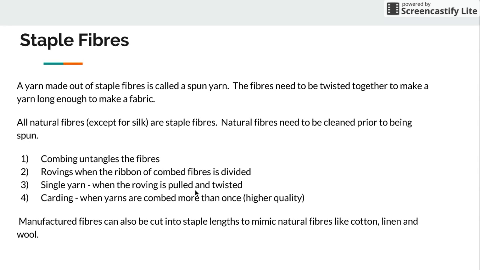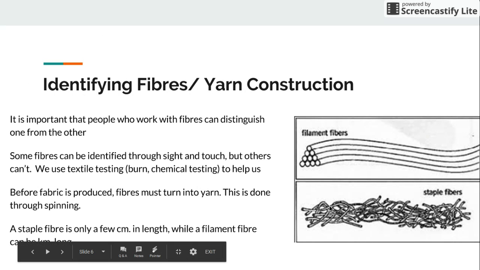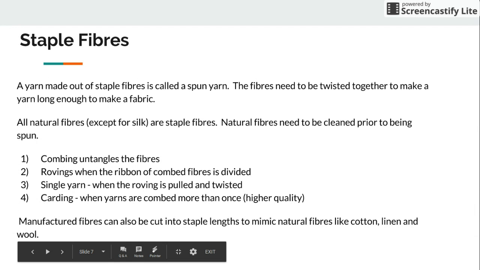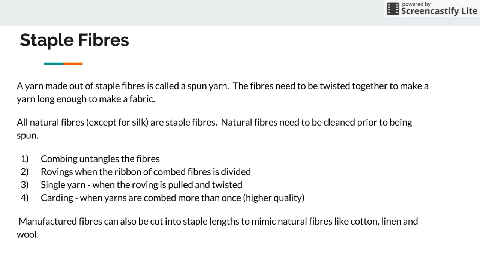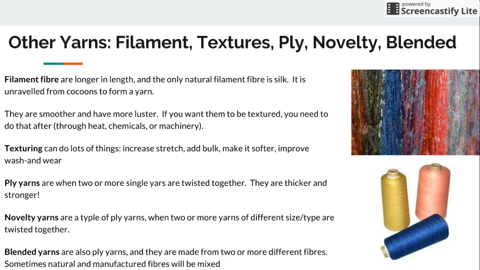Manufactured fibers can also be cut into staple lengths, so they can be cut like this. They don't have to be long. And when they do that, it mimics natural fibers like cotton and linen and wool. So they might take a manufactured fiber and cut it to staple lengths. So it's in filament length originally, and then they'll cut it to staple length so it will better mimic cotton.